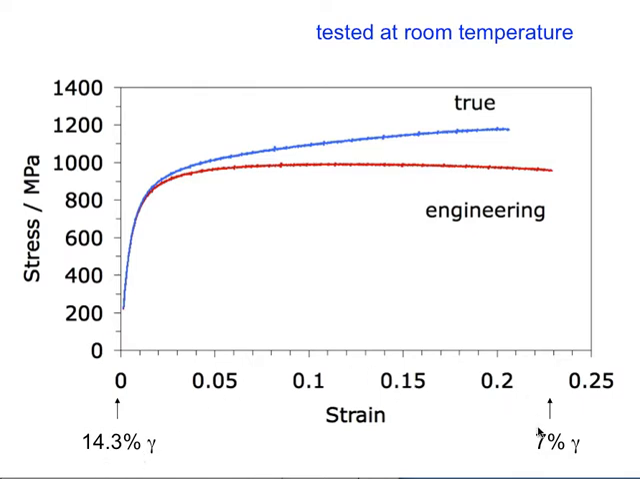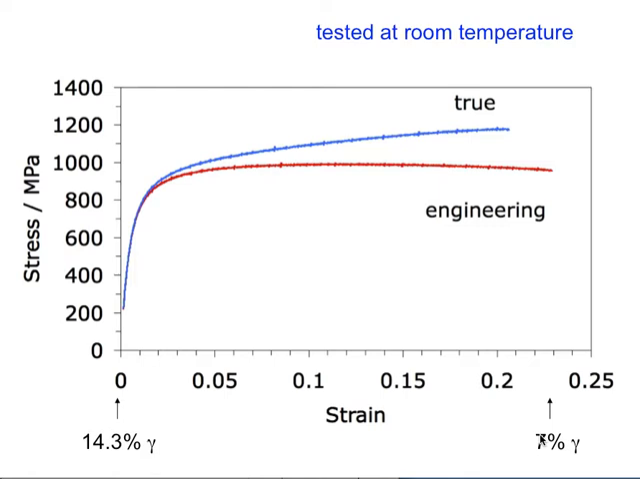And at the end of the test, it has decomposed to 7%. In other words, it's tripping during the course of deformation, and we have just the right amount of work hardening to continue to get elongation, okay, without necking until the very end.